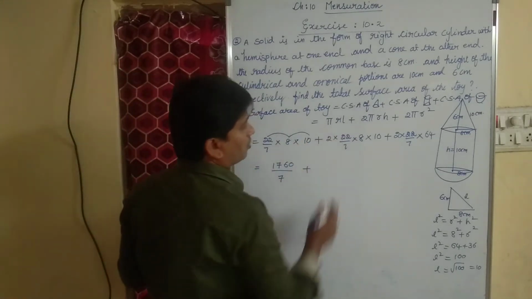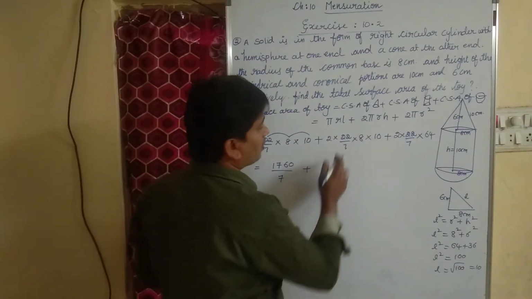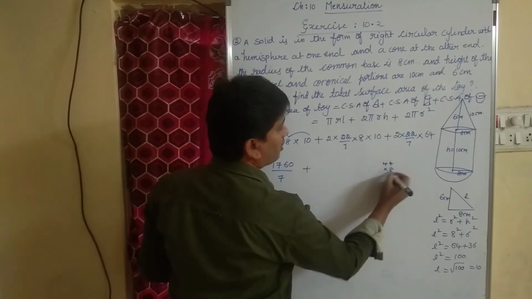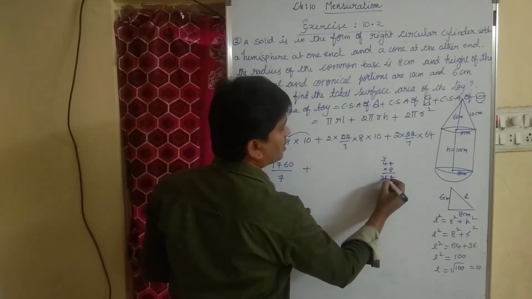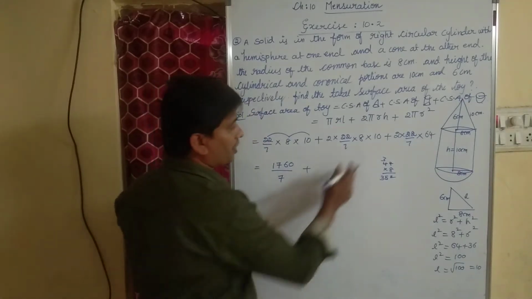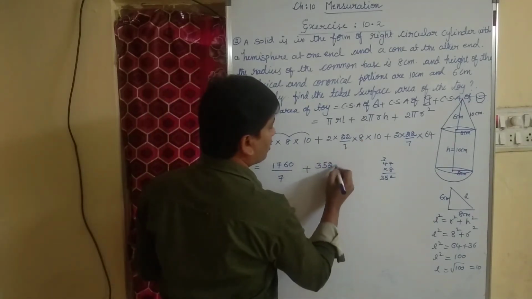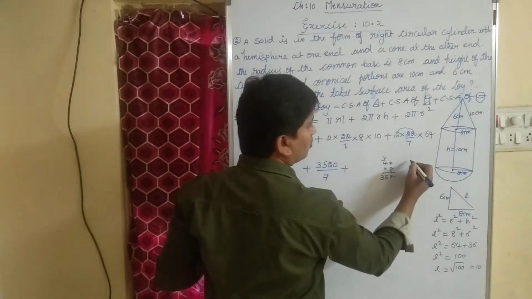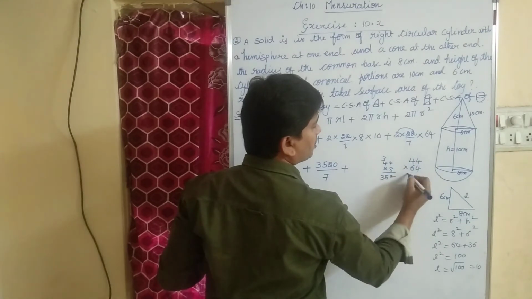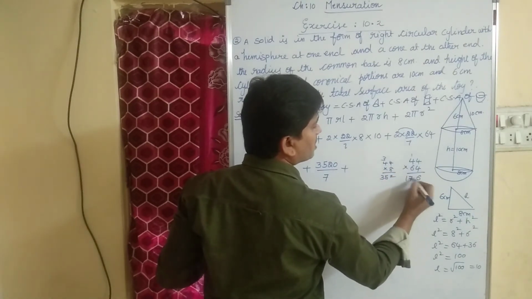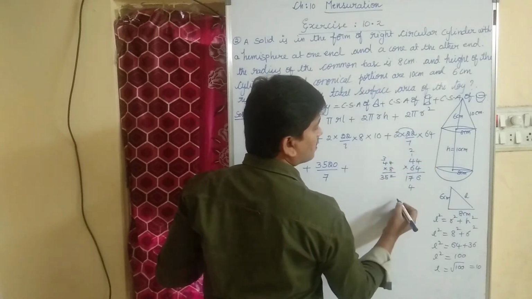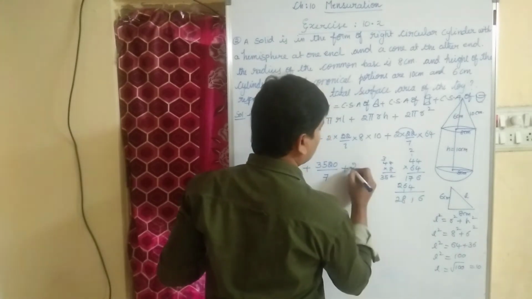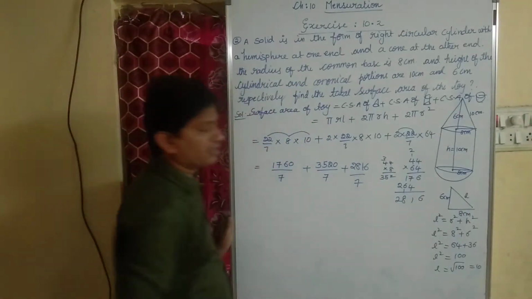Again, 2 into 22, 44. 44 into 8, 352. 352 into 10, 3520 divided by 7. Again, 2 into 22, 44. 44 into 64. 4 4s are 16, 16 plus 1, 17. 6 4s are 24, plus 2, 26. 2816 divided by 7.